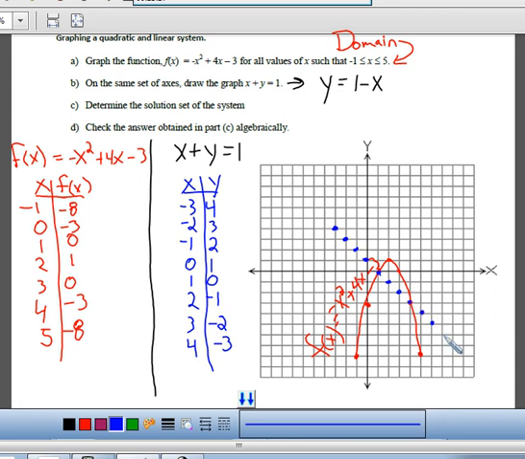Now this one they did not give you a domain for. So when you connect your points, you not only need to connect them in a nice straight line, but you also need to put arrows at either end to show they continue. And this is x plus y equals 1. So this time we have two solutions, one here and one here.